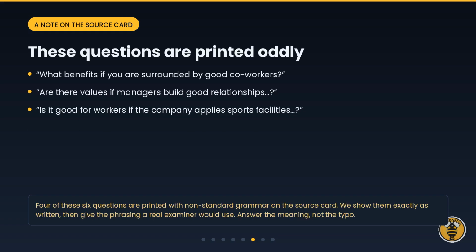One thing worth flagging before we start: 4 of these 6 questions are printed with non-standard grammar on the source card. We are showing them exactly as written, and then giving you the phrasing a real examiner would actually use. In the test, answer the meaning, not the typo.